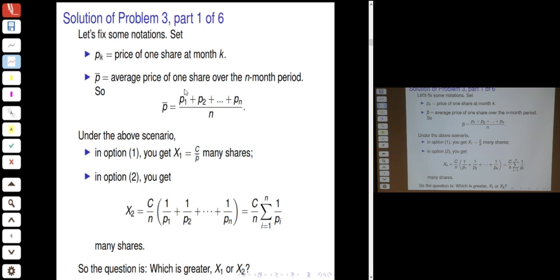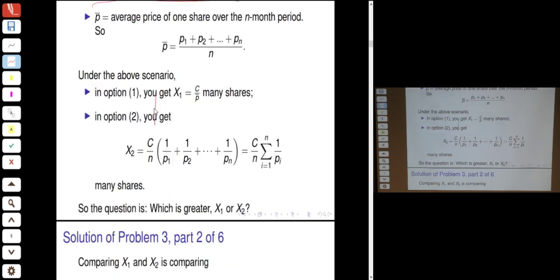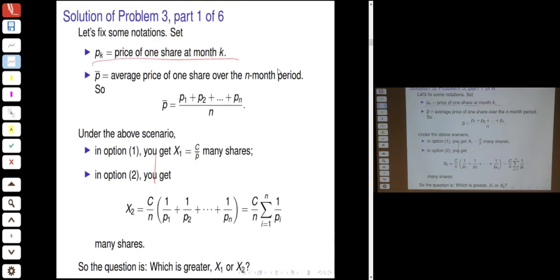So let Pk be the price of one share at month k. So there are n months from 1 to n, so k varies from 1 to n. So you have share prices P1, P2, P3, P4 up to Pn. So what is the average price of one share over this n month period? So this is very simple. This is P bar, which is P1, P2, Pn summed and divided by n. Very good.